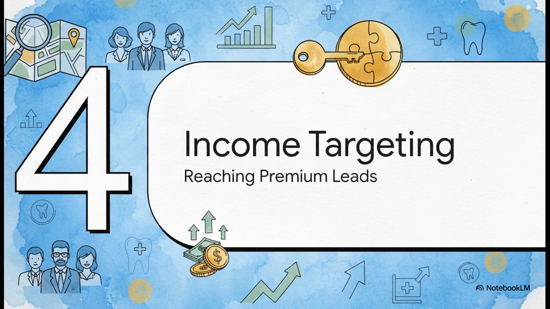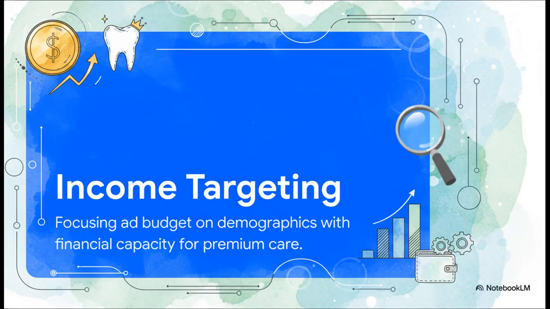Finally, Section 4. Income and premium results. Reaching patients who can truly invest in their health. Okay, so you've targeted the right location, the professions, and the age groups. But there is one final piece of the puzzle here: household income targeting. This is a feature in Google Ads that lets you focus your budget directly on wealthier demographics. Let's be real, if you want to sell premium dental services, you need to go directly to the customers who actually have the money to pay for them. Dental procedures can be incredibly expensive. By utilizing household income filters, you ensure that the people clicking your ads possess the financial capacity to actually become your patients rather than just window shopping.